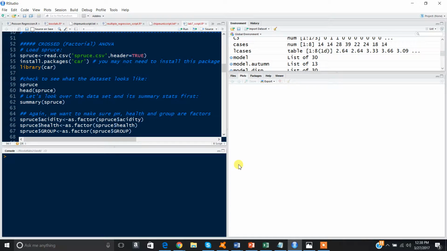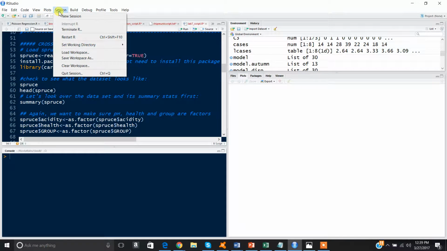Hi everyone. So in the last video we went over a form of complex ANOVAs called nested ANOVAs. And right now we're going to go over the second type of complex ANOVA that you can have, which is a crossed or factorial ANOVA. And so this goes along on the same functions as far as categorical and numerical variables. So we're first going to set up our working directory.